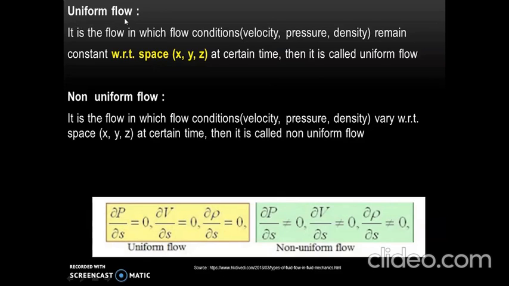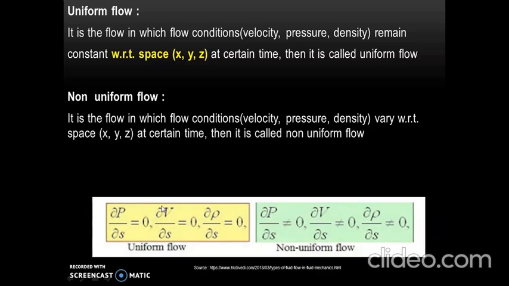Next is uniform flow. It is the flow in which flow conditions like velocity, pressure and density remain constant with respect to space, that is x, y, z, at a certain time, then it is called uniform flow. In case of steady flow, we saw that if the flow parameters remain constant with respect to time, then it is steady flow. But in case of uniform flow, if the flow parameters remain constant with respect to space, that is x, y, z, then we refer to it as uniform flow.